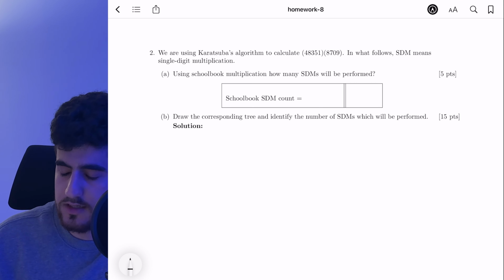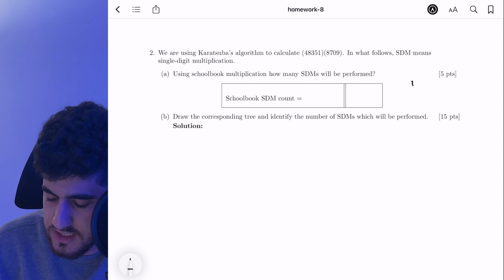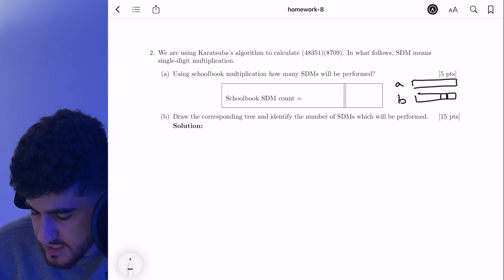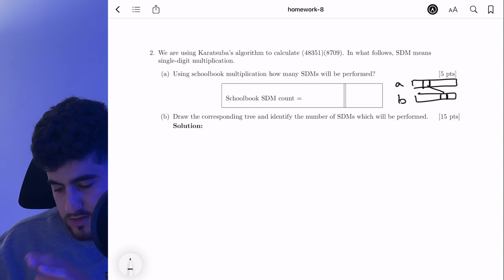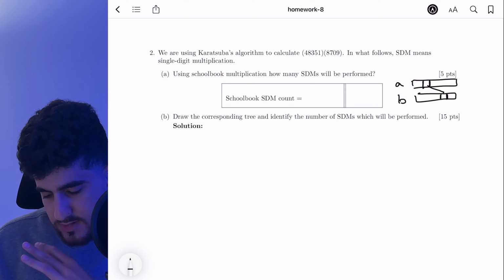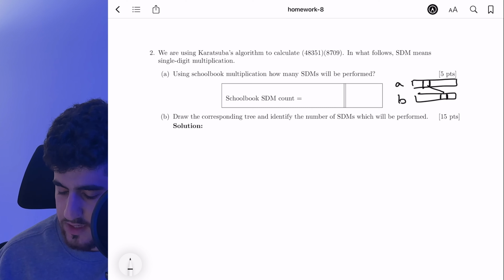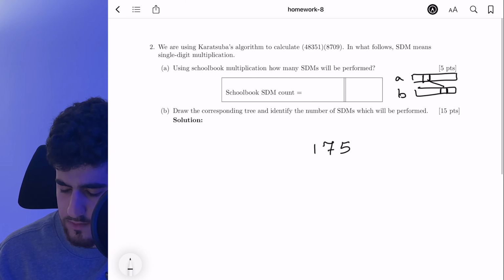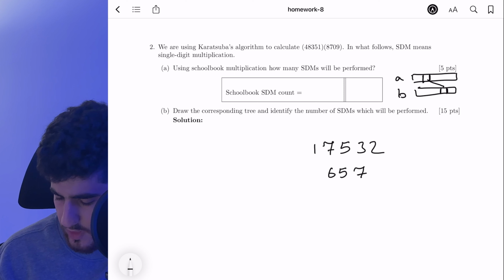Well, as I said in that other video, in this school book multiplication, when we have two numbers, the first one has A digits, the second one has B digits, we multiply each digit of the second one and each digit of the first one at least once. So this is going to be the product of the length of these two numbers. For example, if my first number is 17532 and the second is 6574.